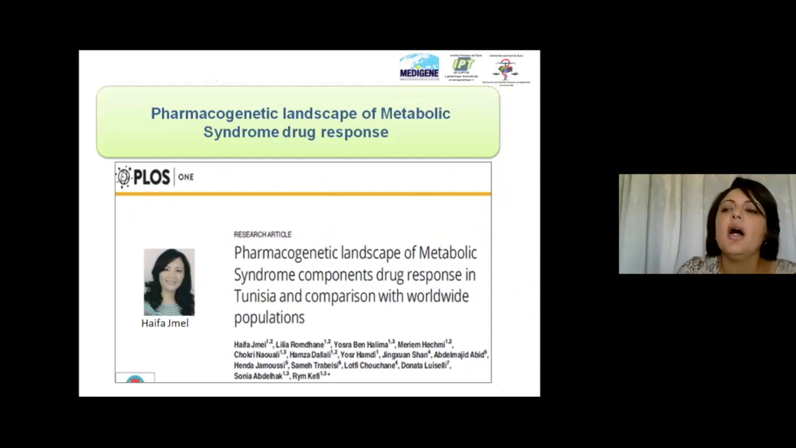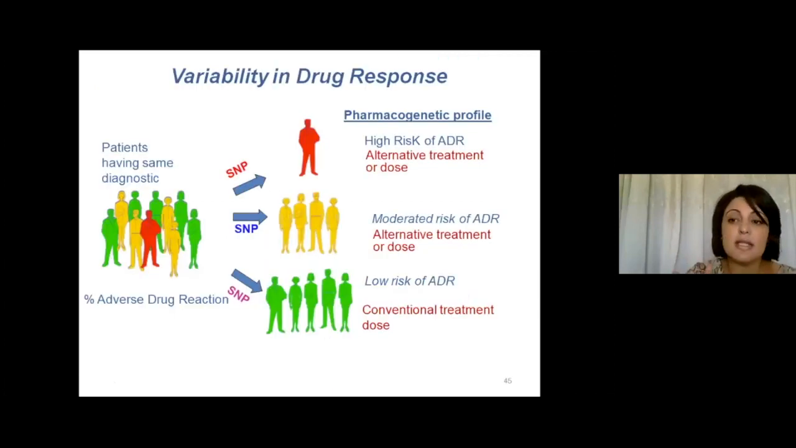So to show you how the genetic variability can impact the metabolic diseases, I take here an example from our work on a pharmacogenetic landscape of metabolic syndrome drug response. This work was performed during the PhD of Ms. Haifa Jmal. And this is the first study of pharmacogenetic landscape of metabolic syndrome, not only in Tunisia, but also in North Africa. So now it is well established that the pharmacogenetic profile is very important because there is inter-individual variability in response to drug. Patients can present high risk of adverse drug reaction, moderate risk, or low risk of adverse drug reaction.